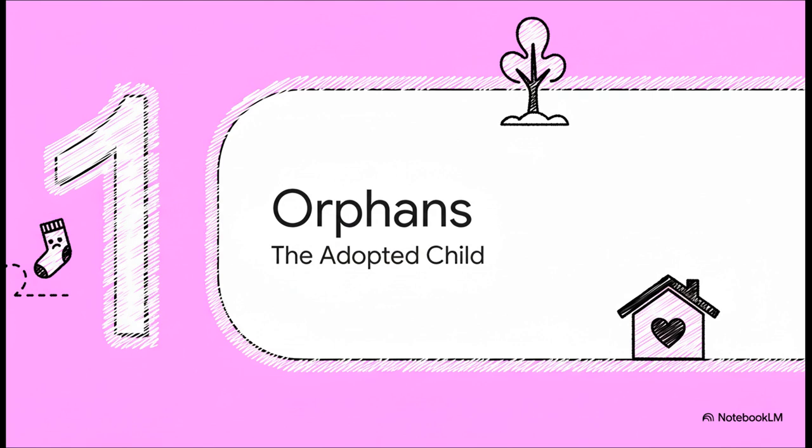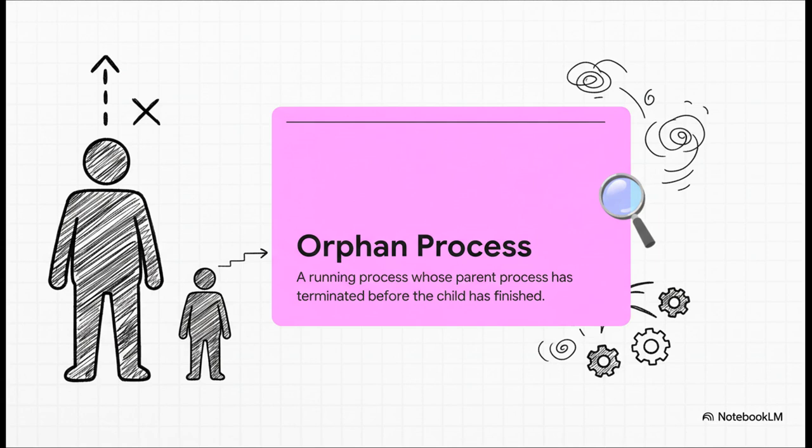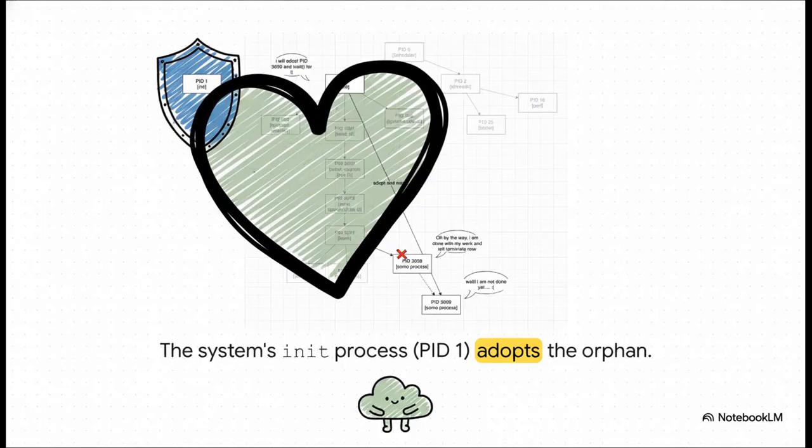Think of this one as an adoption story. This is the orphan process. An orphan process is pretty much exactly what it sounds like. It's a child process, chugging along, doing its work, but its parent has suddenly vanished. Maybe it crashed or just finished early. Now that child process is all on its own. But don't worry, the system has this built-in safety net. That super important init process, PID 1, steps in and basically says, "I'll take care of you." It adopts any orphan process, becoming its new parent. This makes sure the orphan can finish its job and get cleaned up properly when it's done. So, orphans, usually not a big deal.